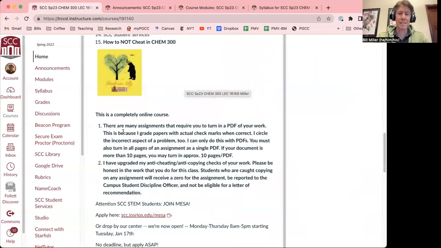One thing I will ask is that you turn in your assignments as PDFs and as one PDF per assignment as much as possible. Some of the assignments may have more than 10 pages. And if you need to turn in two for that, if you turn in more than one PDF document for assignments that require a PDF, you will lose points after week one. Just to put that out there.